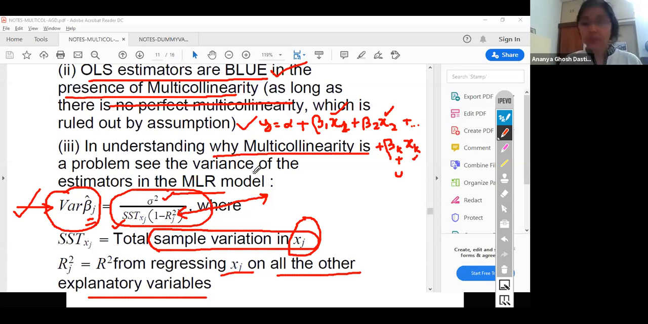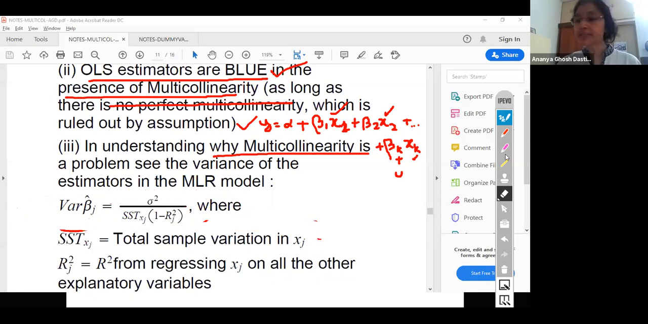Why does it matter? Because, as you can see from the expression for the variance of the estimated slope coefficients, so I will delete all of this, carefully look at the expression. What do you see? In the numerator, there is sigma square. What is sigma square? It is the error variance. In the denominator, there is the total variation of the x term. If I'm talking about beta hat 1, the denominator has the total variation in x1. If I'm talking about beta hat 2, the denominator has the total variation of x2. That is one term. And what is this other term? This is where multicollinearity comes in.